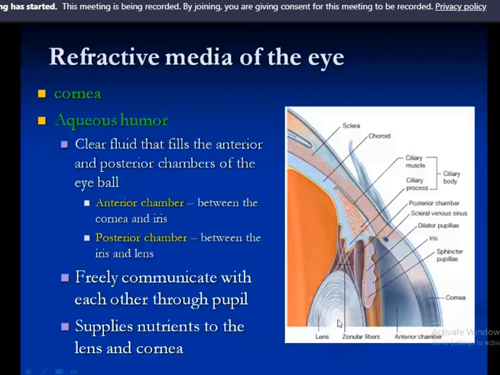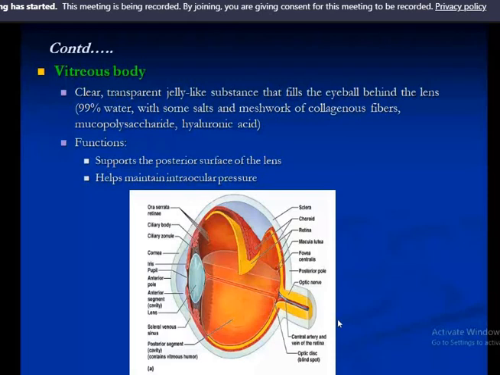The next one is the vitreous body. Now we have the vitreous body, which consists of the vitreous humor. The vitreous humor is the clear and transparent structure which will fill the eyeball behind the lens. So behind the lens, the whole area is wholly filled with the vitreous body or the vitreous humor.